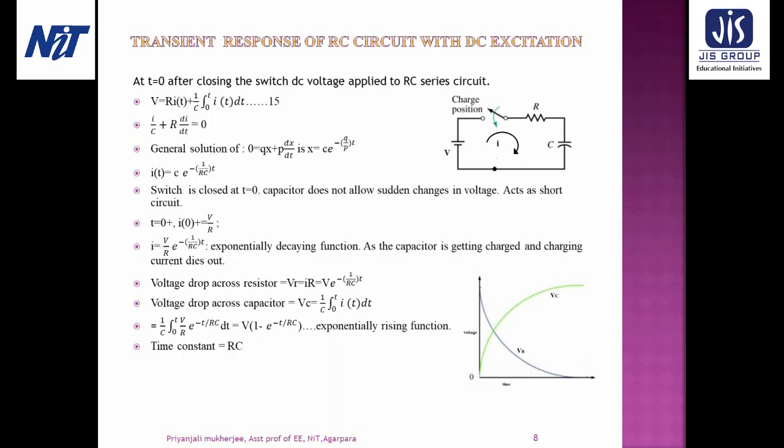So, it is an exponentially decaying function, and the capacitor is getting charged, and the charging current actually dies out. The voltage drop across the resistor, that is i into R, is also an exponentially decaying function, and the drop across the capacitor, that is 1 by C integral of i dt, if you put in the values, becomes V into 1 minus e to the power minus t by RC, which is an exponentially rising function. In this graph, we can see that Vc, the drop across the capacitor, starts from 0 and goes to the final steady state value, and the drop across the resistor decreases exponentially. The time constant in this case is RC. So, in the RC series circuit, the time constant is RC.